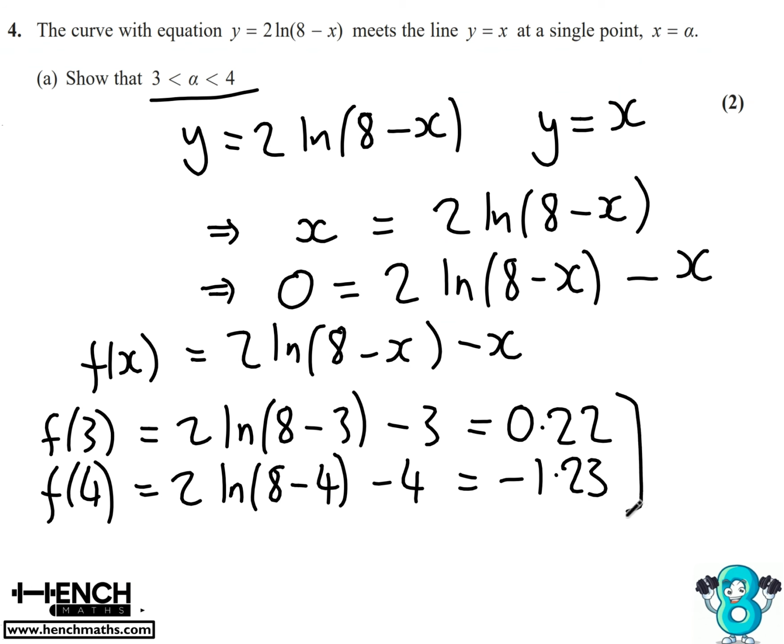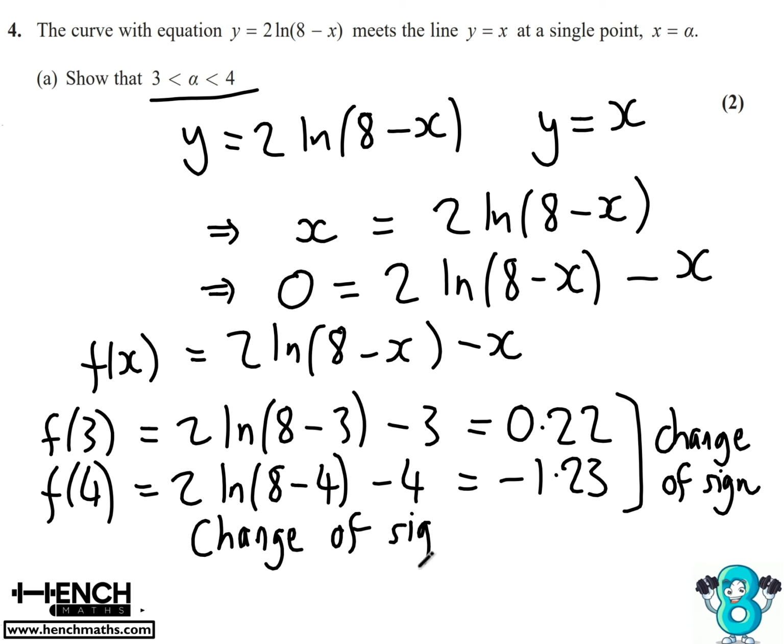So crucially here, we have a change of sign. Now, because our equation that we created was equal to 0, if one of our values gives us positive and one of them gives us negative, somewhere in that interval it must cross. So therefore, a change of sign implies a root in the interval 3 and 4. And that's how we would show that one for 2 marks.